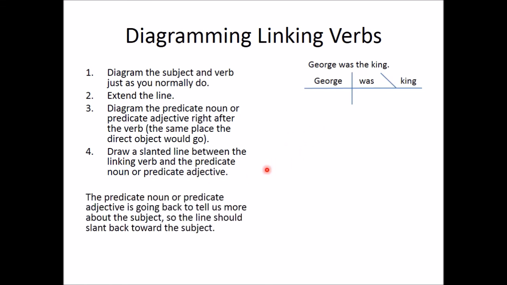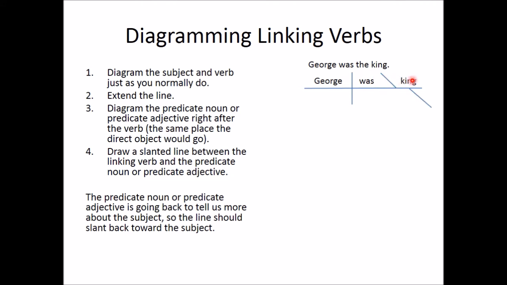And the way you can remember that is the predicate noun or predicate adjective is going back to tell us more about the subject. So the line should slant back toward the subject. So what that means is this word king, this predicate noun, is telling us more about George. So you see that this slanted line is sort of pointing king at George. Okay? So it's being linked. The word king is linked to George by this linking verb, and the slanted line is showing you, directing you towards the subject from the predicate noun.